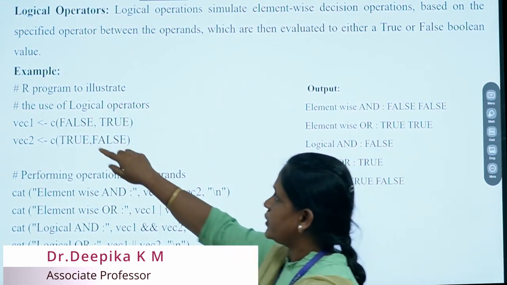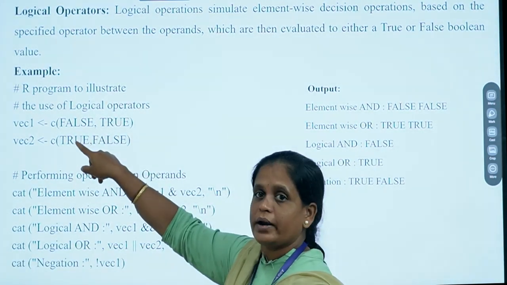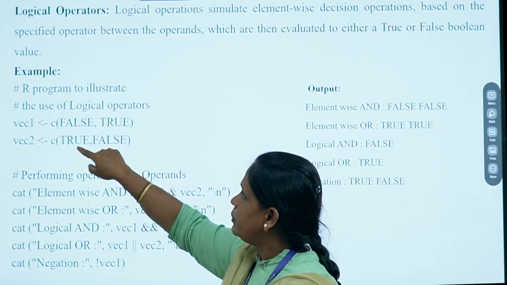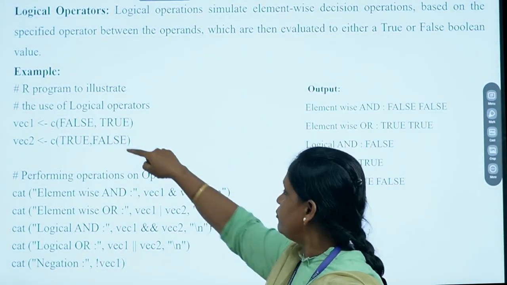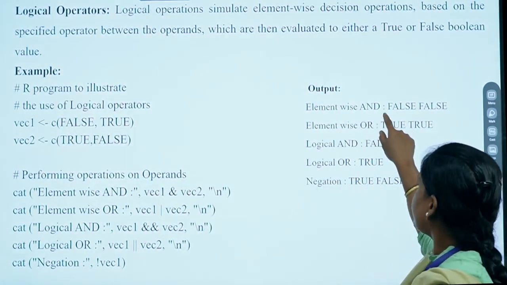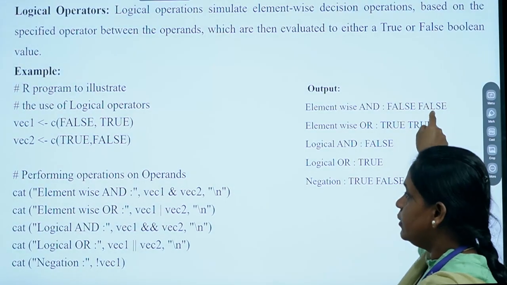Because in this case, if you compare the AND of vector 1 and vector 2, false and true will be false, true and false will be again false. So we are getting the element-wise AND output as false and false.